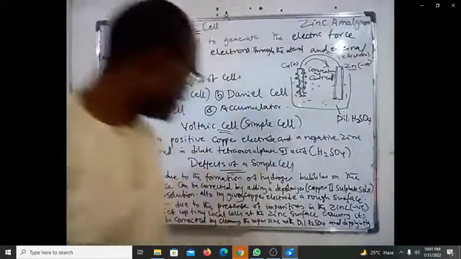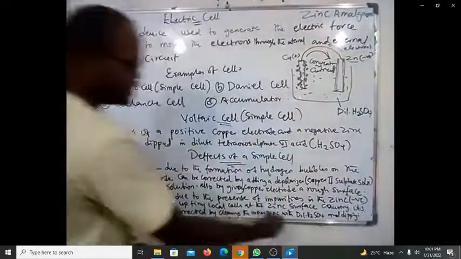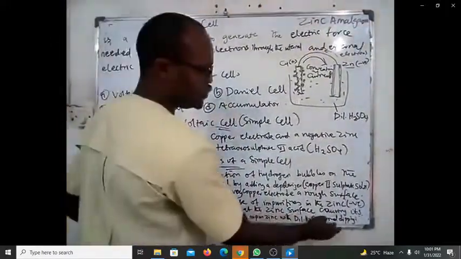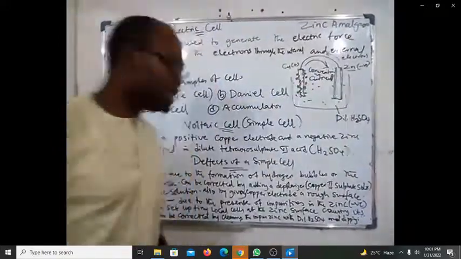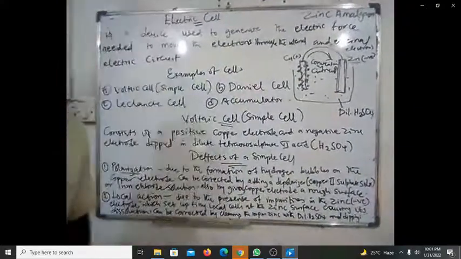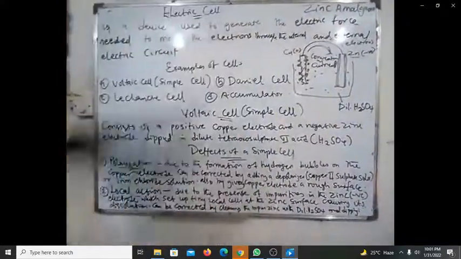This thing will prevent the formation of local action. So after cleaning the zinc with dilute H2SO4, dip it into mercury to form zinc amalgam, and that will prevent local action. Is that clear? So that's what we've learned today.